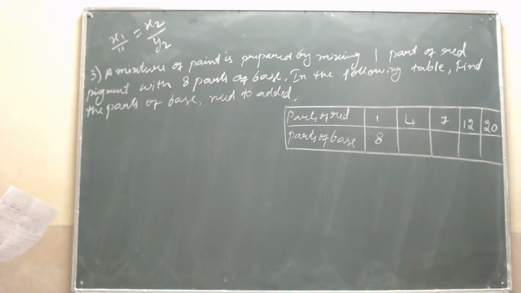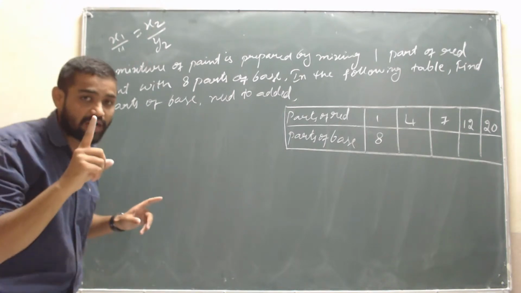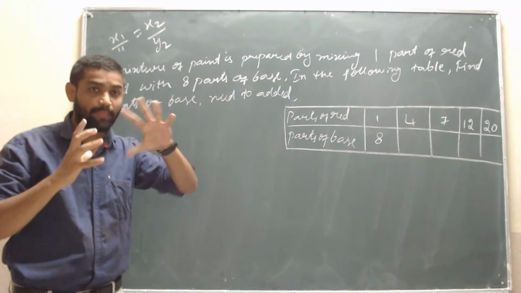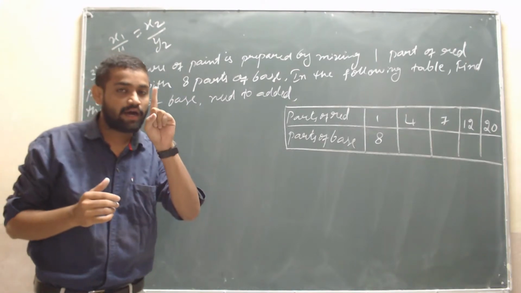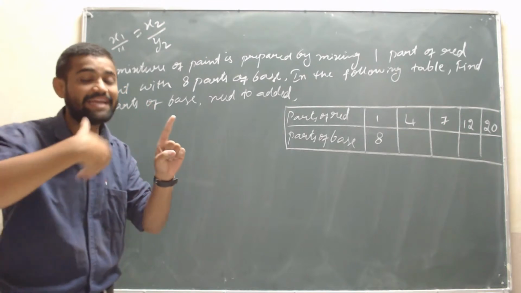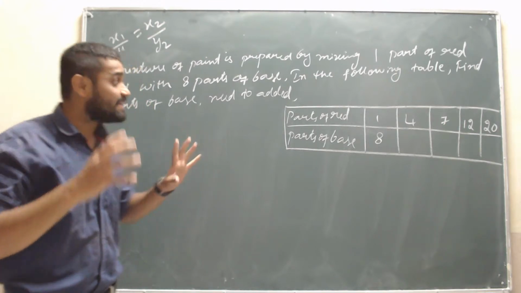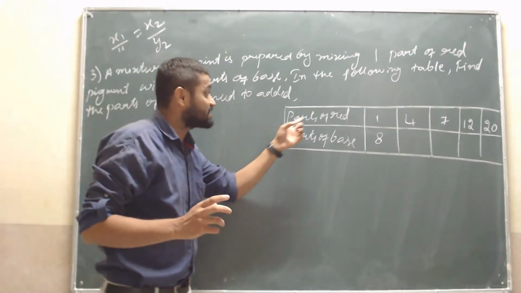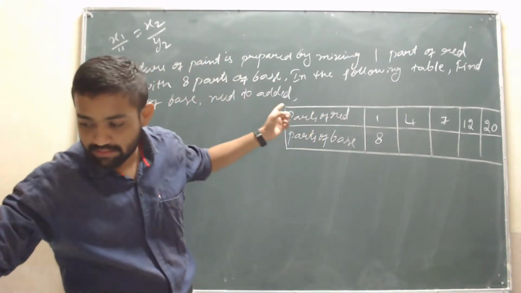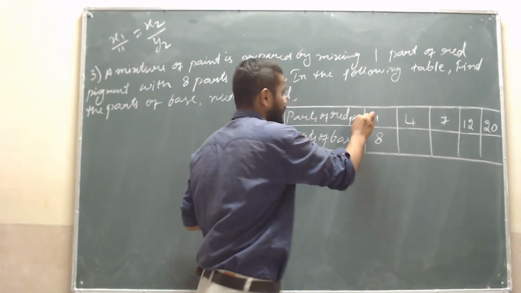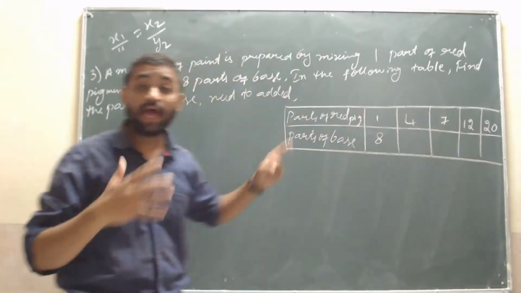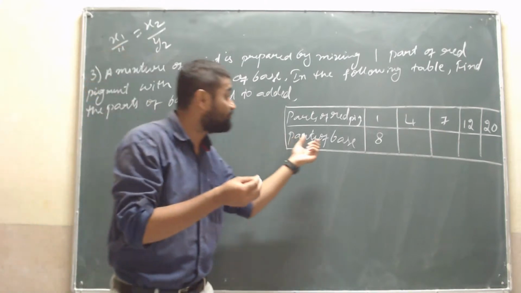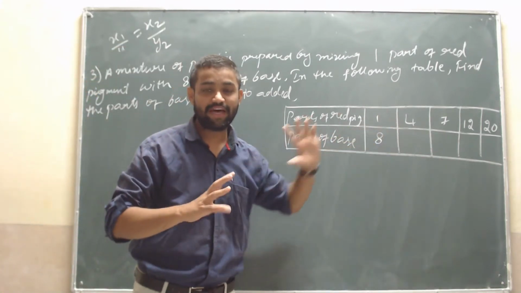A mixture of paint is prepared by mixing one part of red pigment. There is a mixture of paint and it contains only one part of red pigment and 8 parts of other, that is base. Like that, in the following table he has given the parts of red pigment: 1, 4, 7, 12 and 20. Now we have to calculate how many parts of base we must add to those red pigments.